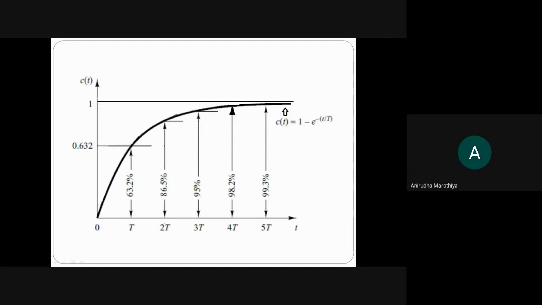Then we also calculate the response of a system at different time constants. For example, if you are interested in the response of the system at 2 time constants, then the response is around 86.5% of the final value. In the same way, at 3 time constants, it is around 95%. And if you calculate the response at 4 time constants, it is around 98.2%.